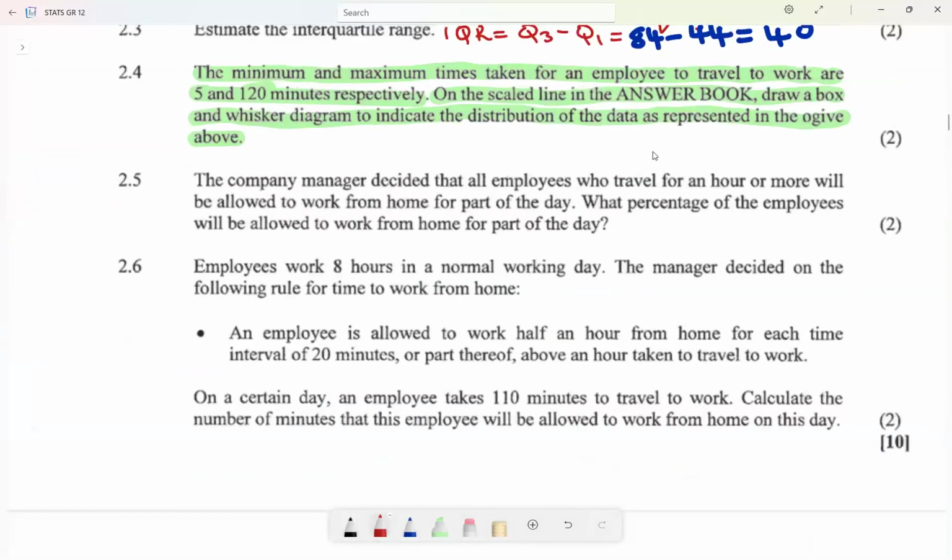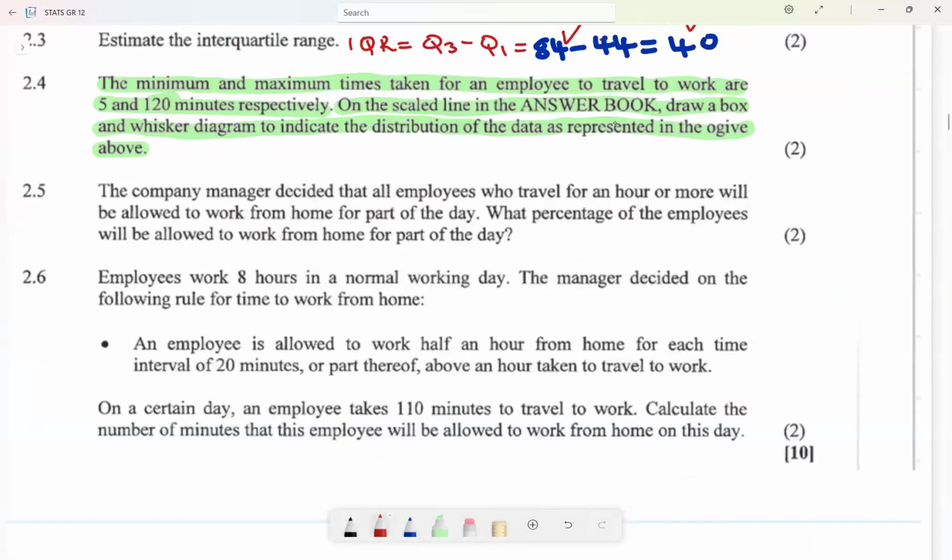Let's move on. The company manager decided that all employees who travel for an hour or more will be allowed to work from home for part of the day. What percentage of the employees will be allowed to work from home for part of the day?